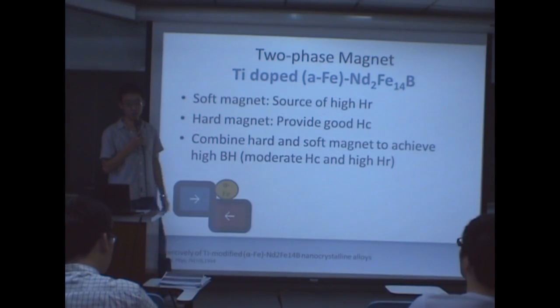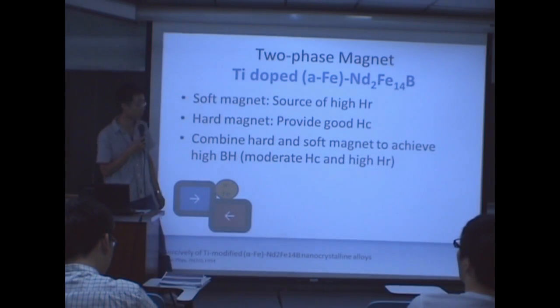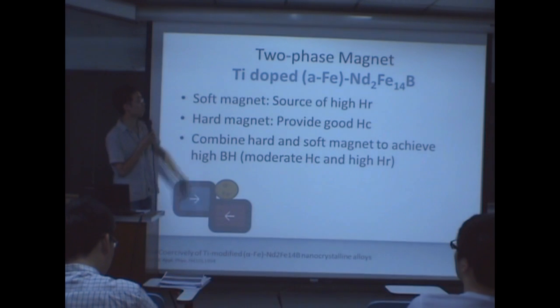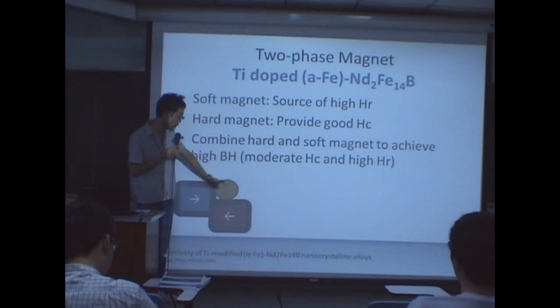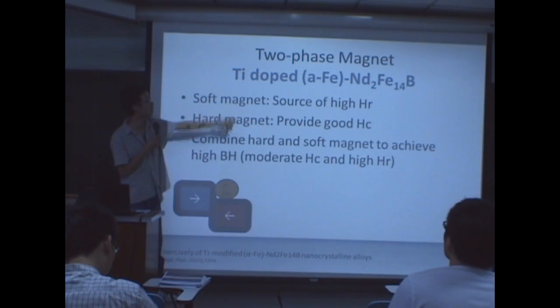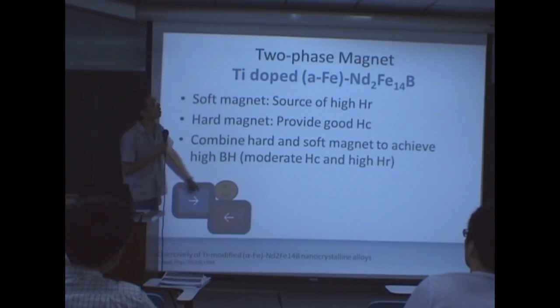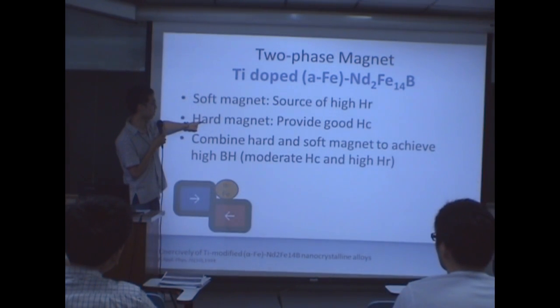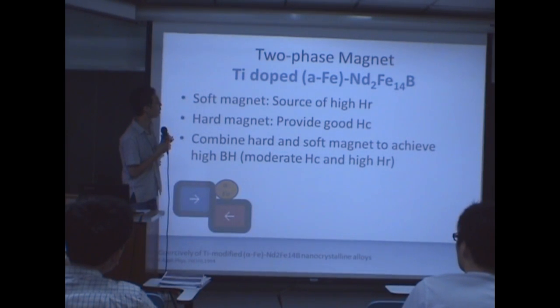Now I would like to use a brief experiment to show the notions I mentioned before. In this experiment, we use a two-phase magnet. The one phase is the ferrite phase. It is a soft magnet which provides high remanence. And the second phase is the neo phase, and it provides good coercivity. So we can combine both of them to have higher energy product.